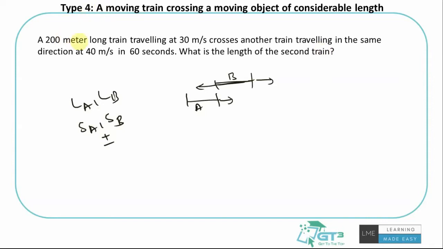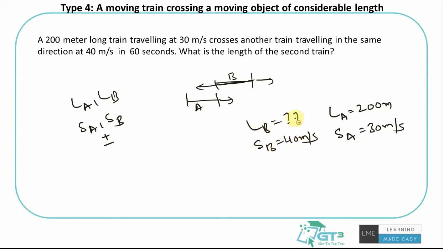So there's a 200 meter long train. So the length of the first train is 200 meters. Traveling at the speed of 30 meters per second, it is crossing another train traveling in the same direction at 40 meters per second. I don't know the length of the second train. And it took 60 seconds to cross. So what is the length of the second train?